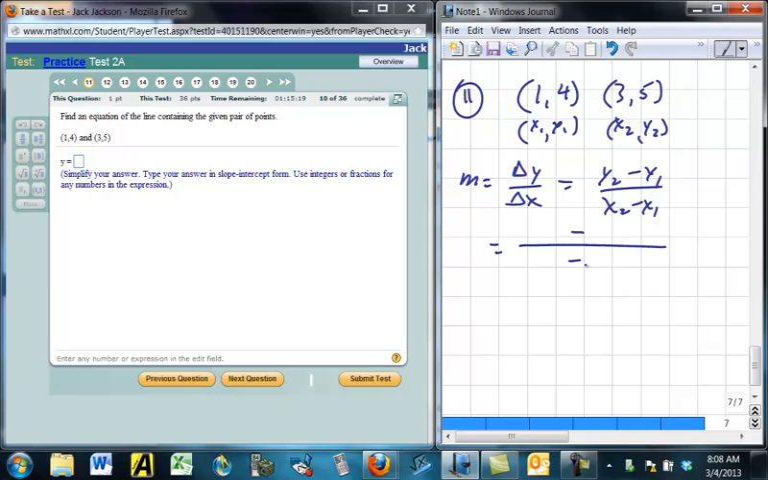So, plugging in the numbers, that's 5 minus 4 for a delta y of 1, so we're going up 1 from this point to that point. And we have a delta x of 3 minus 1, or 2, so we're going to the right 2. So slope is a half. Again, I can use the point slope formula like this.